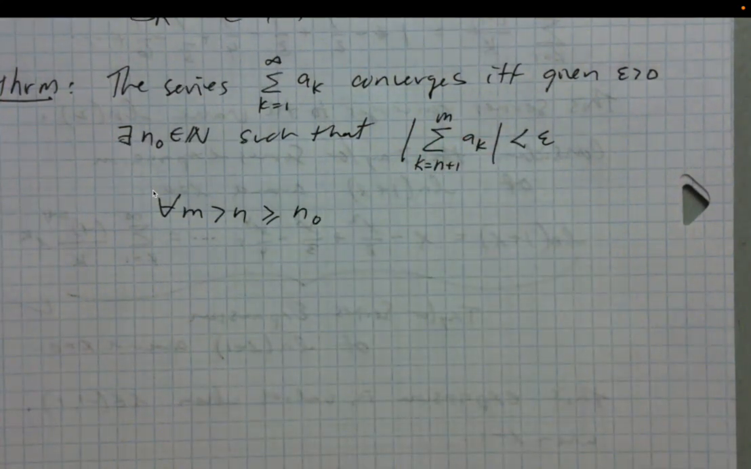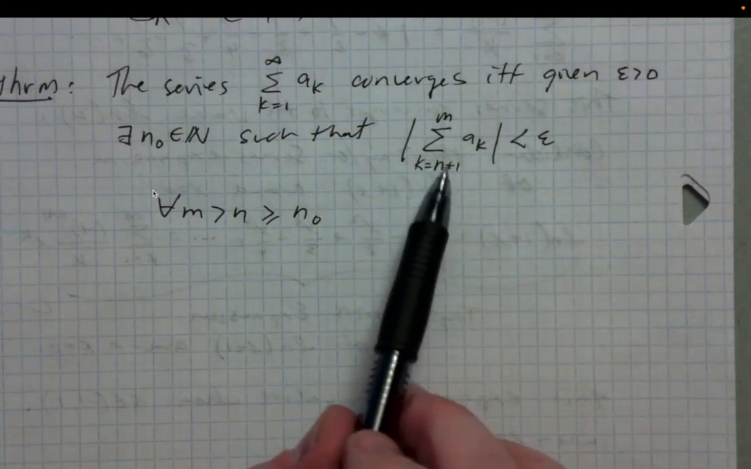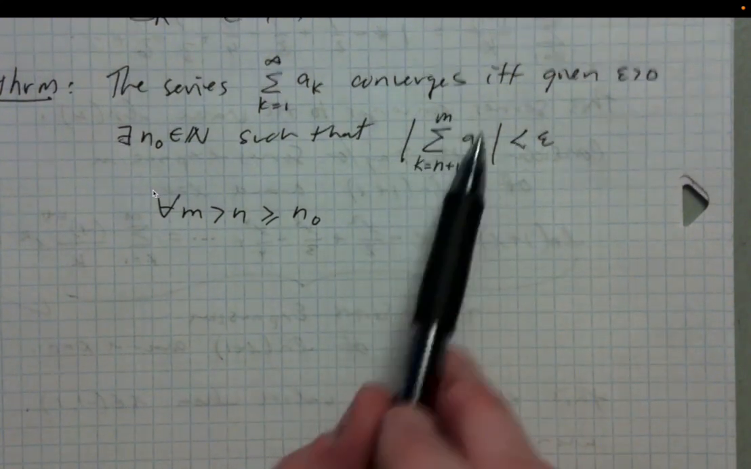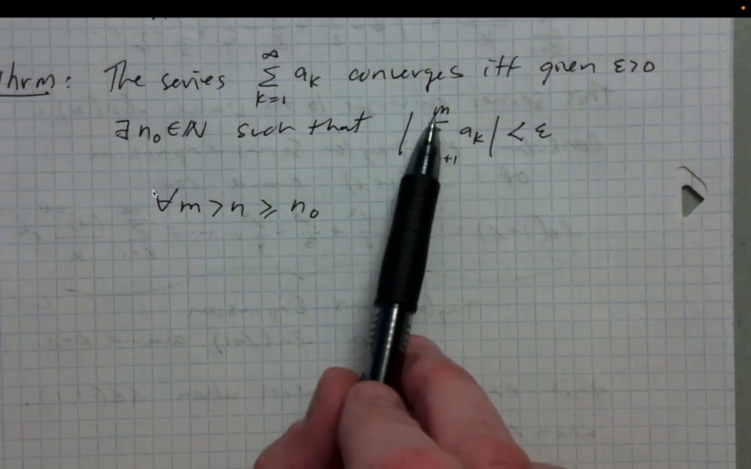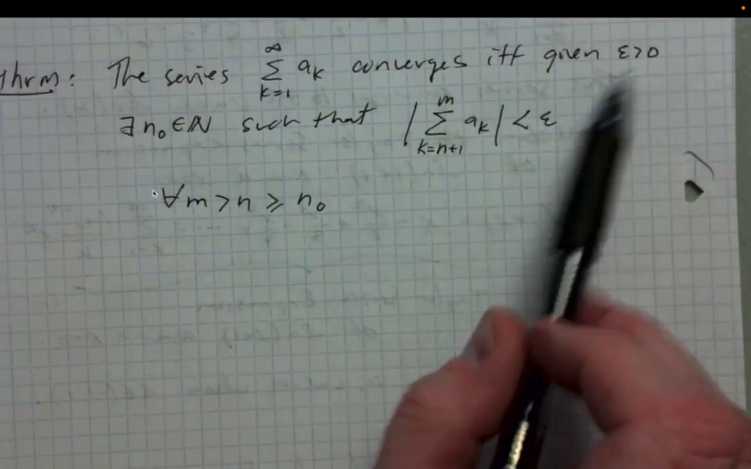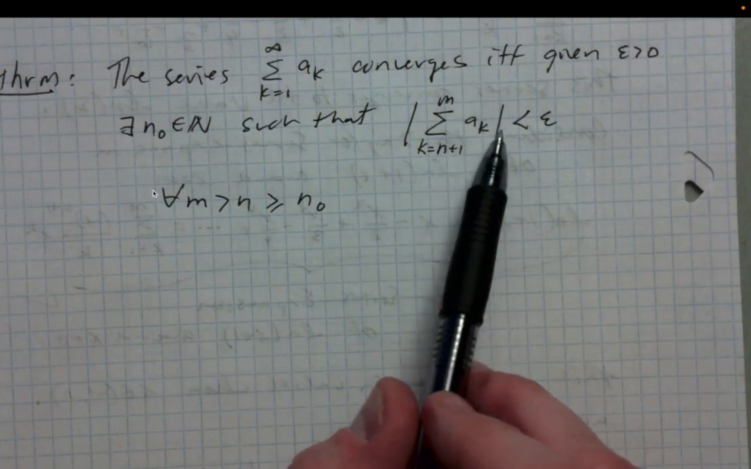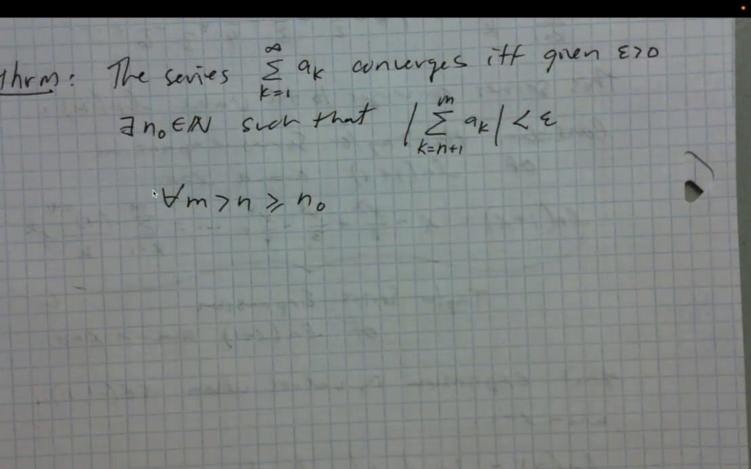So the series converges if and only if, for all epsilon greater than 0, there exists some natural number such that when I go out into the sequence, the absolute value of the partial sum from n plus 1 to m is less than the given epsilon, i.e. arbitrarily small, right? And so the idea here is it's possible for me to go out far enough into the series so that I can find an n naught where the sum of the terms beyond n naught are arbitrarily small, smaller than any given epsilon. Okay. So that's hopefully kind of intuitive, right?